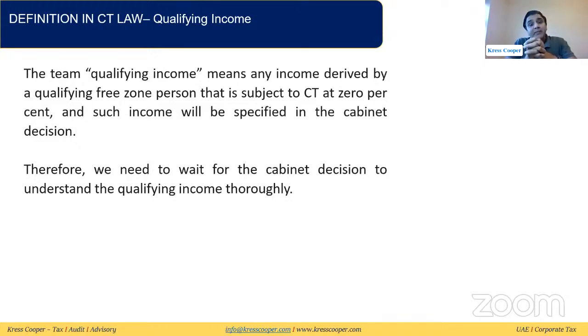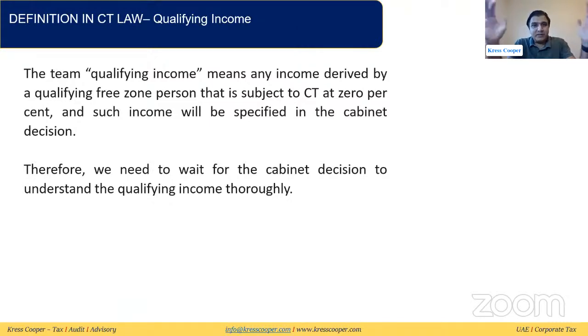So qualifying income, the law again is silent about this. They said a cabinet decision will be issued on the qualifying income, and we need to wait for the cabinet decision that will give us a detailed and thorough understanding of the qualifying income. So once this cabinet decision is introduced, it will be discussed again.